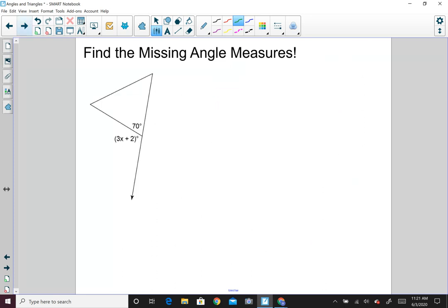Let's try another example. Now we have to look at this one. Well, I have an angle here and an angle here. Oh, look, they connect up, right? When I mark the angles, they both connect up. That's my clue. It's a linear pair. So I have a linear pair.